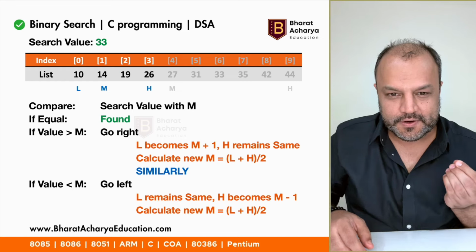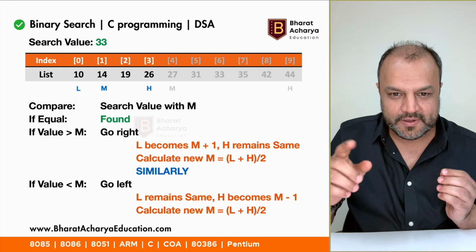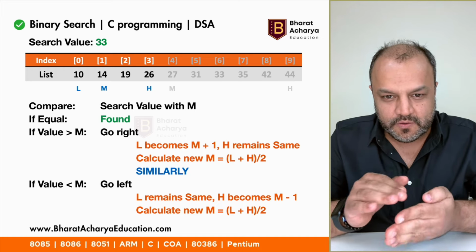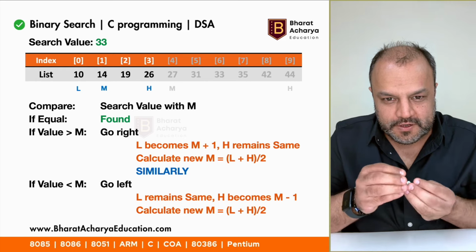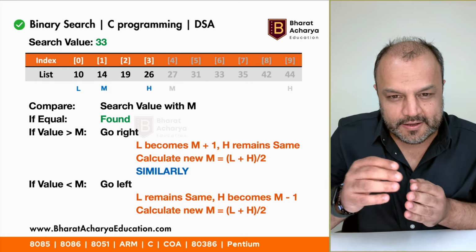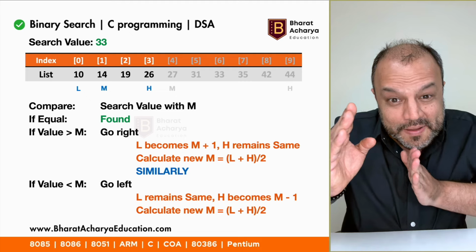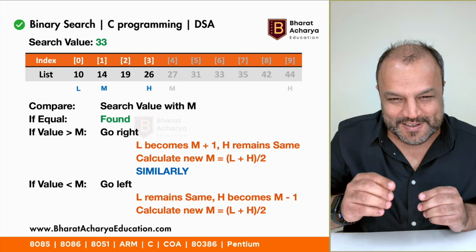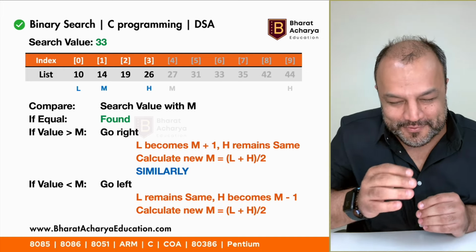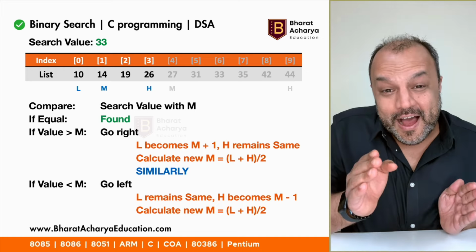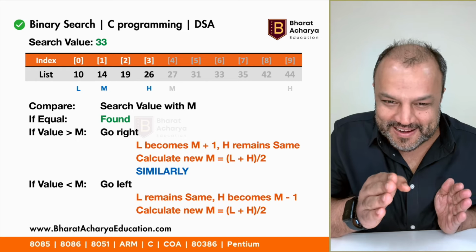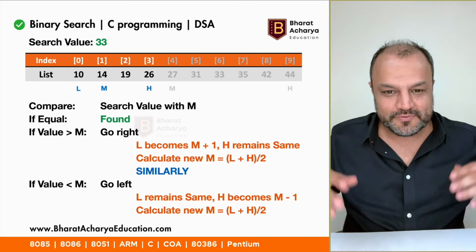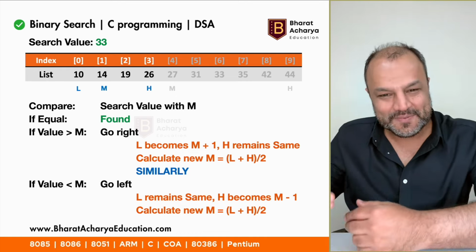Initially, low is 0. High is n minus 1. M is L plus H divided by 2. Compare your search value with m. If it's equal, found. Done. If search value is greater than m, go right. High remains the same. Low will become m plus 1. Calculate m, repeat the process. Similarly, if your search value is less than m, you go left, which means low remains the same. High will become m minus 1. Calculate m again, repeat the process. Keep doing it till the time your number is found or your series is over. Either way, we'll see examples.